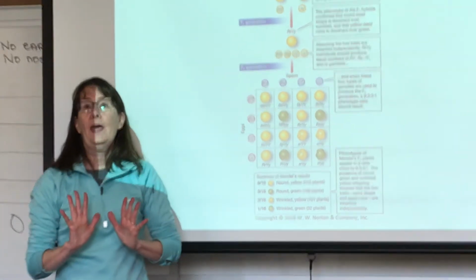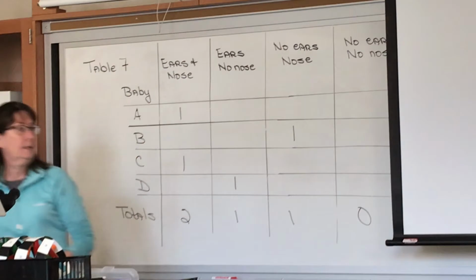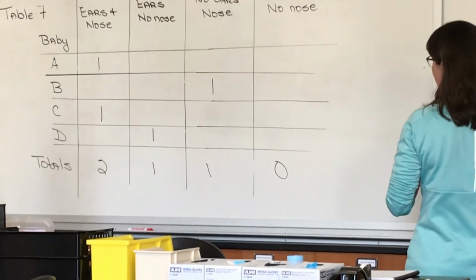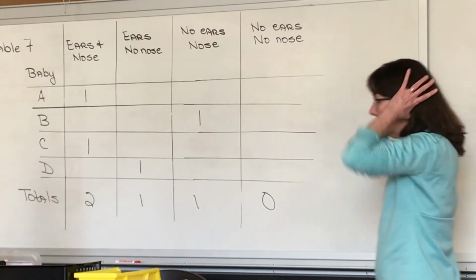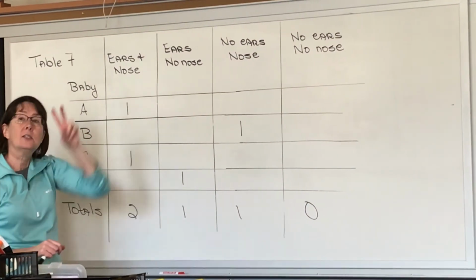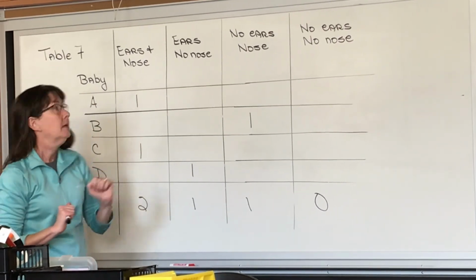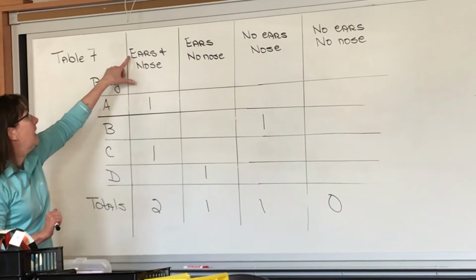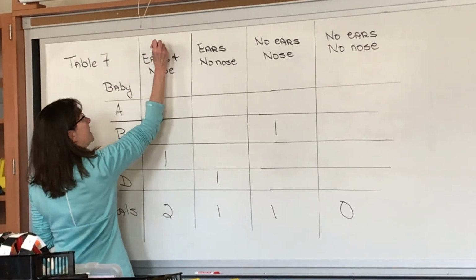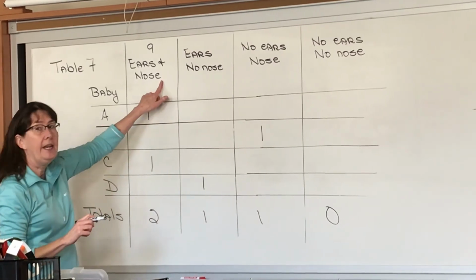So let's look at how that applies to our Mr. Potato Heads. Table 7 in our lab manual is looking at 2 different characteristics, nose and ears. If our offspring have ears and nose, those are both the dominant characteristics. We would expect 9 out of 16 to have that combination.